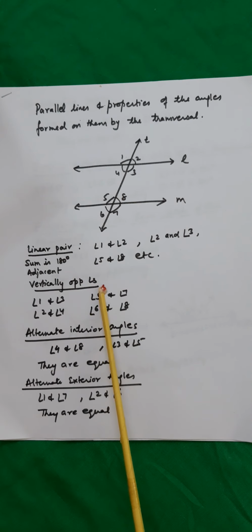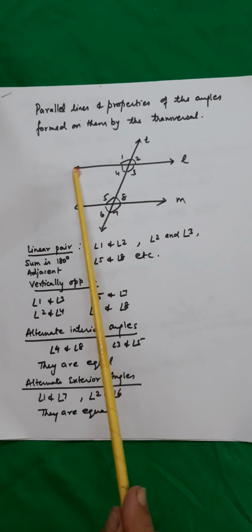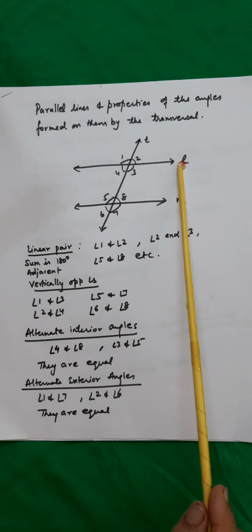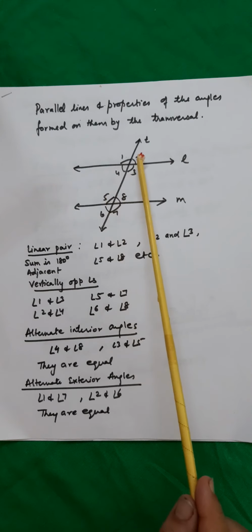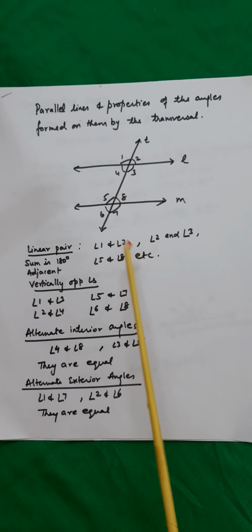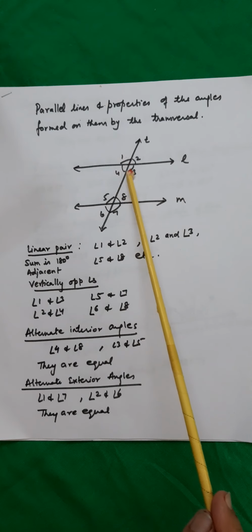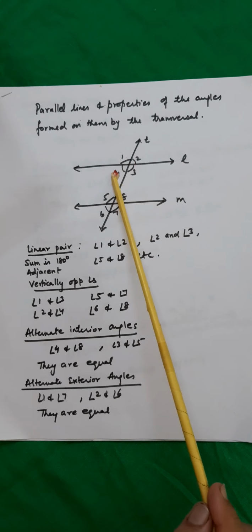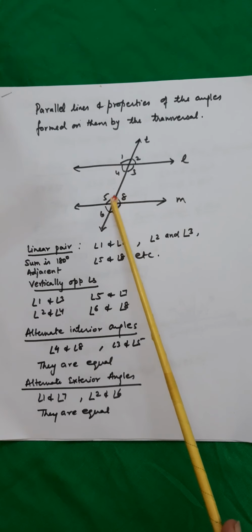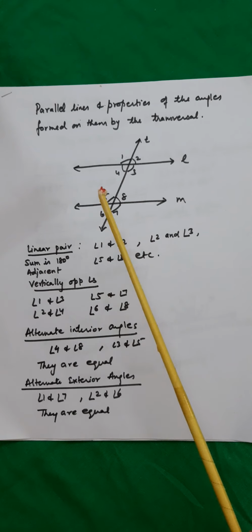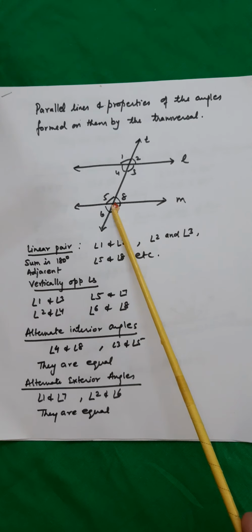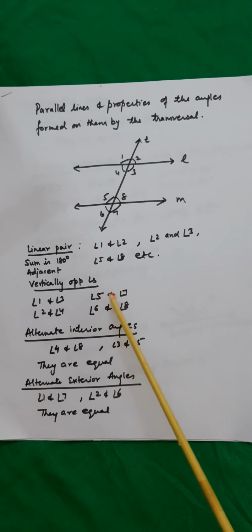Vertically opposite angles. You remember, vertically opposite angles are formed when two lines are intersecting. Then the opposite angles are called vertically opposite angles. Here, which pairs are there? Over here you have angle 1 and angle 3, angle 2 and angle 4. Over here you have angle 5 and angle 7, angle 6 and angle 8. What is the property of vertically opposite angles? The property is that they are equal.